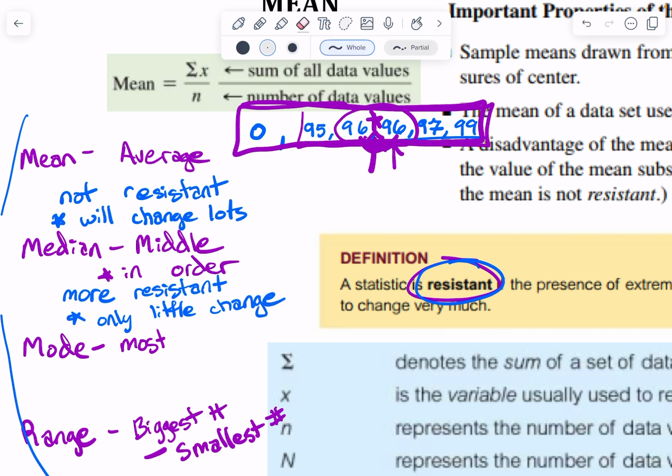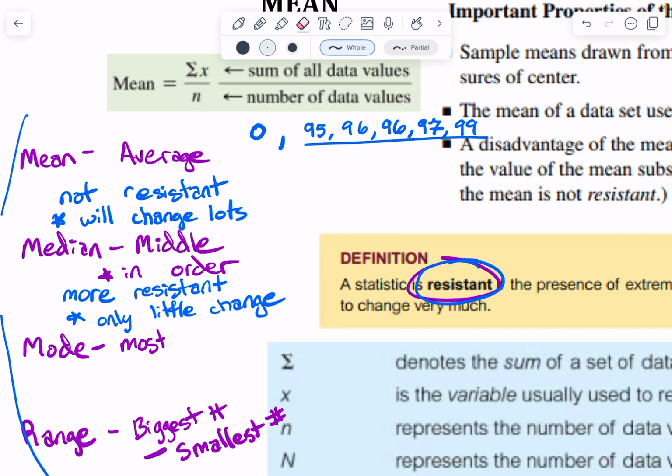All right, let me erase some of this stuff here because I've got a mess now. Okay. All right, mode. What was the mode in this data set? 96, right? And the mode before I throw the 0 in is 96. If I add the 0 in there, what's the number that occurs the most? Still 96.